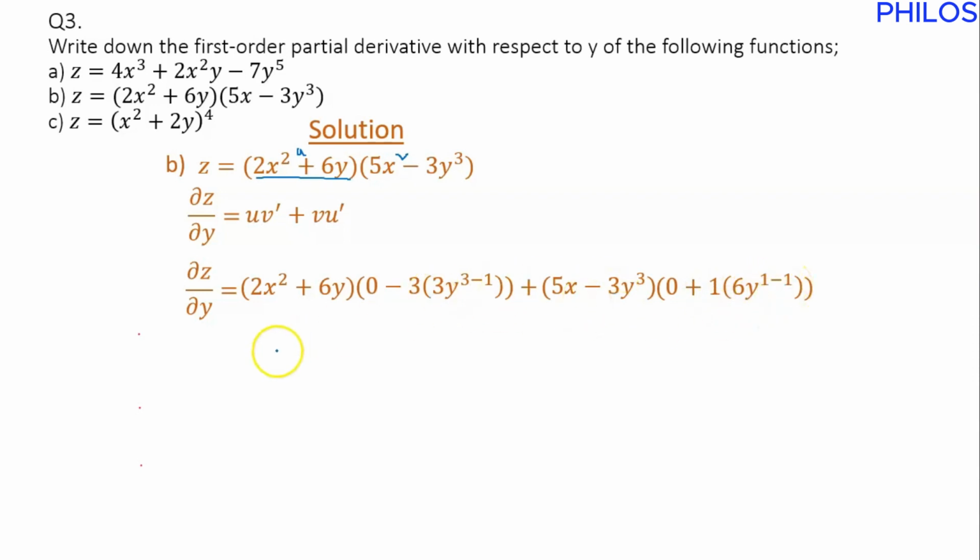Okay, so let's simplify this further. So partial z, partial y will be equal to 2x exponent 2 plus 6y multiplying. Now, 3 minus 1 is what? Is 2, right? And then 3 times 3 is 9. So you have negative 9y exponent 2. So multiplying negative 9y exponent 2 plus. Now here too, we can write it down, 5x minus 3y cubed multiplying. Now 1 minus 1 is 0 and y exponent 0 is 1.